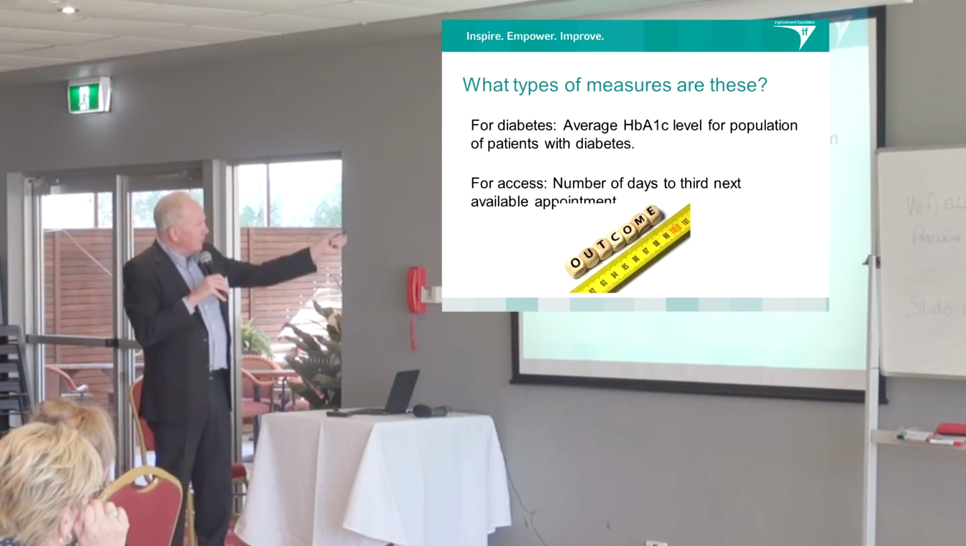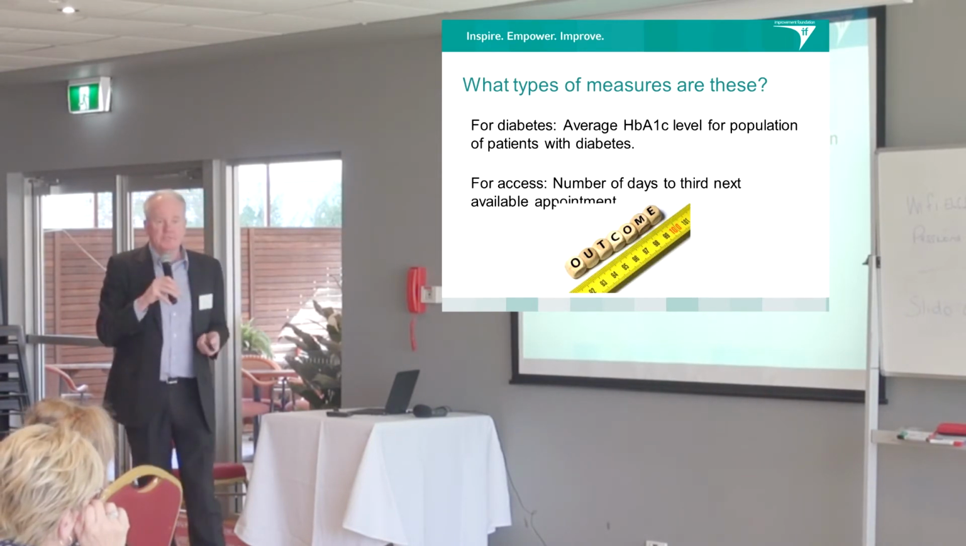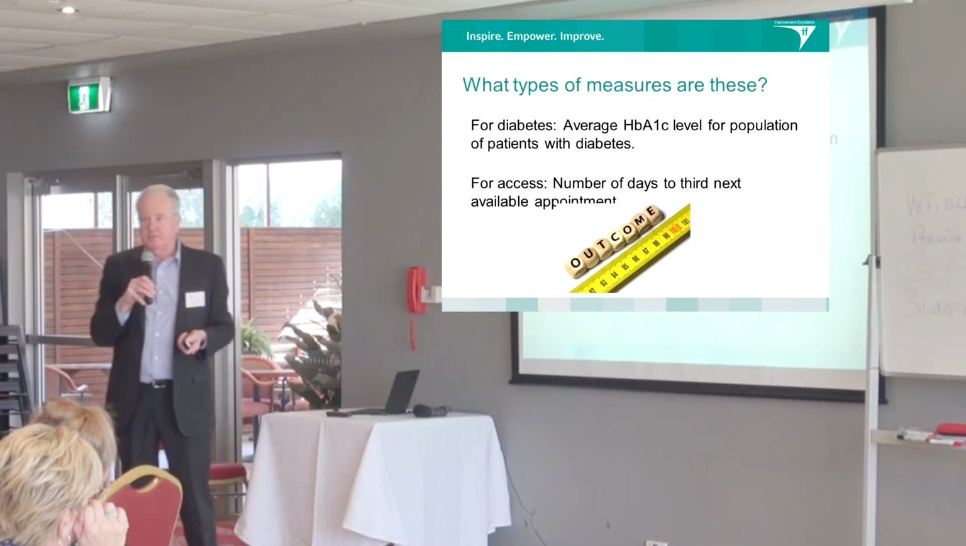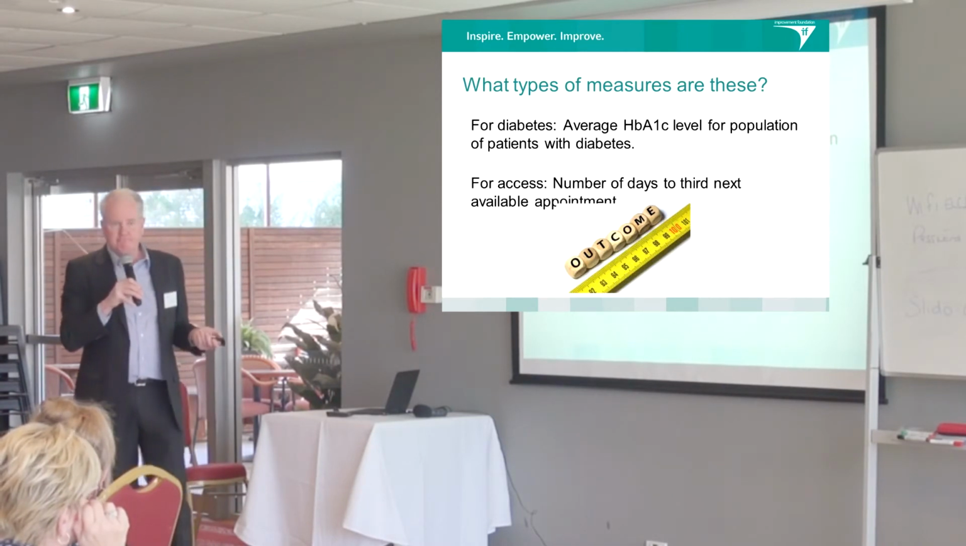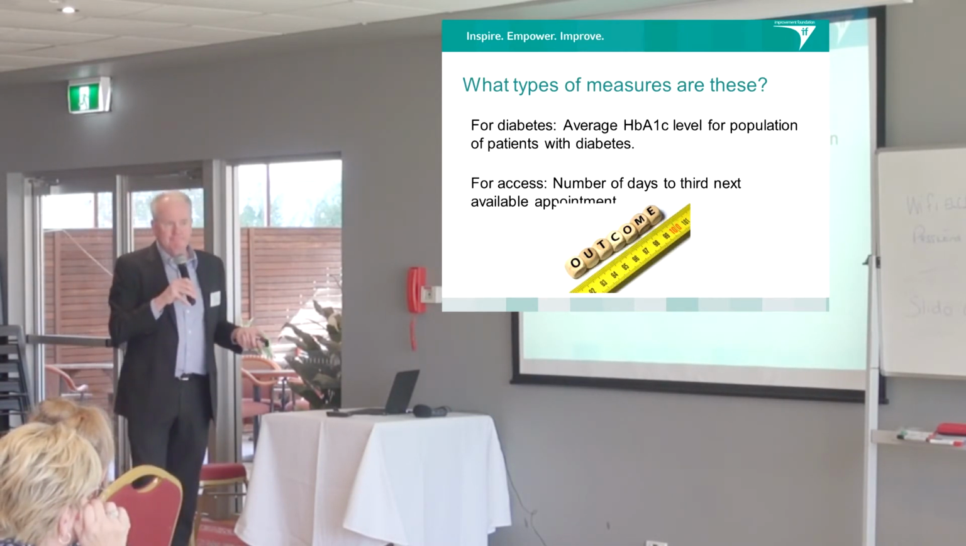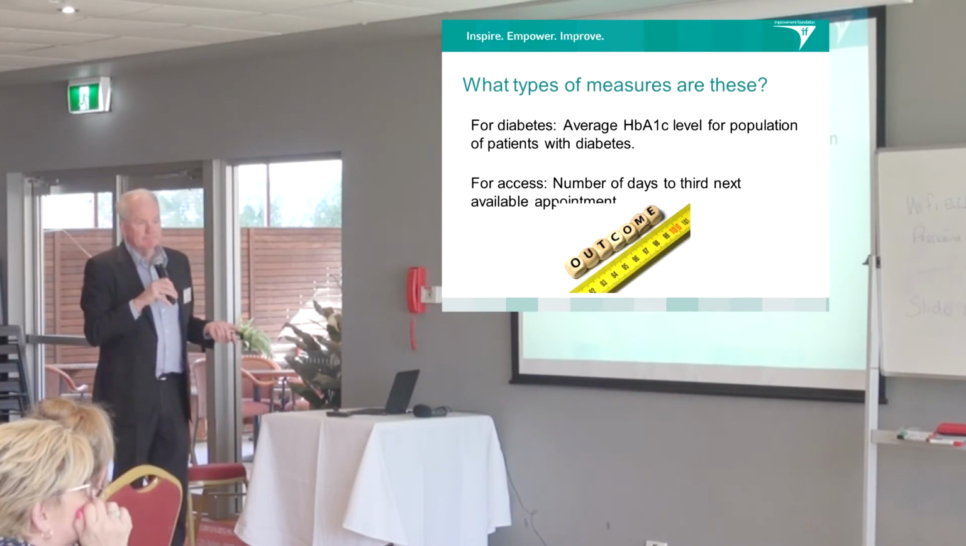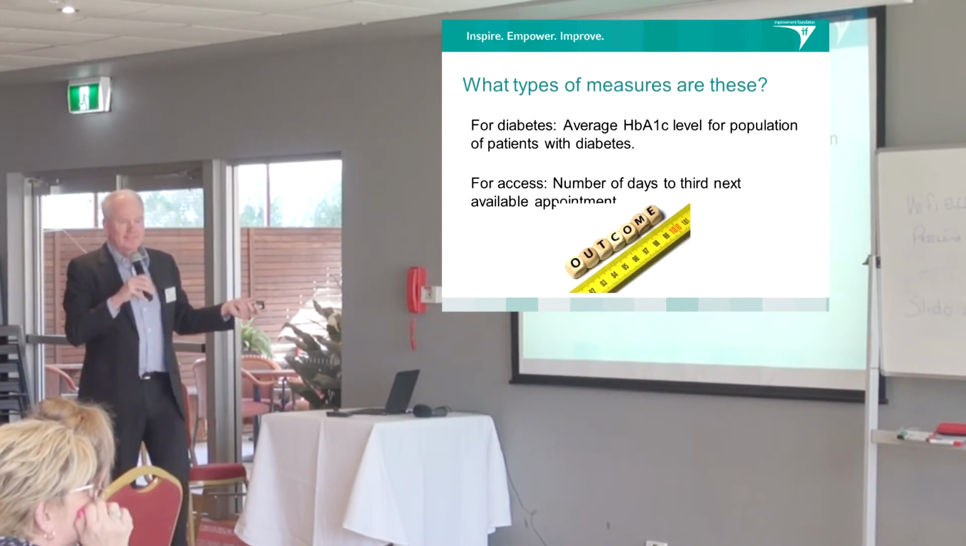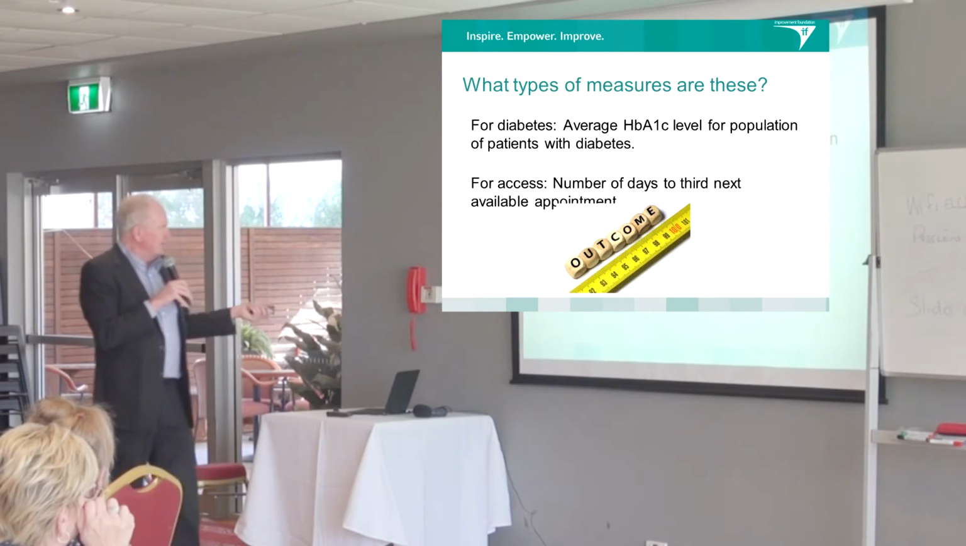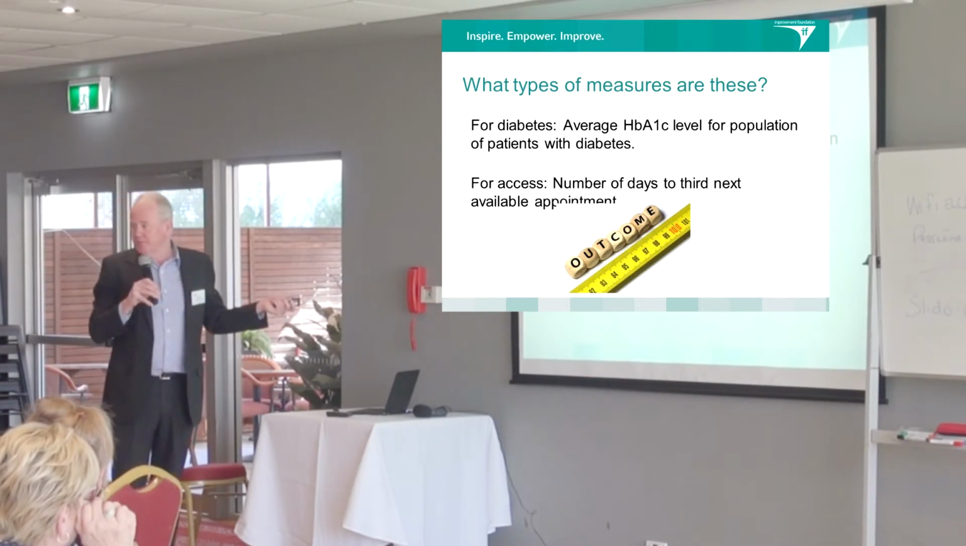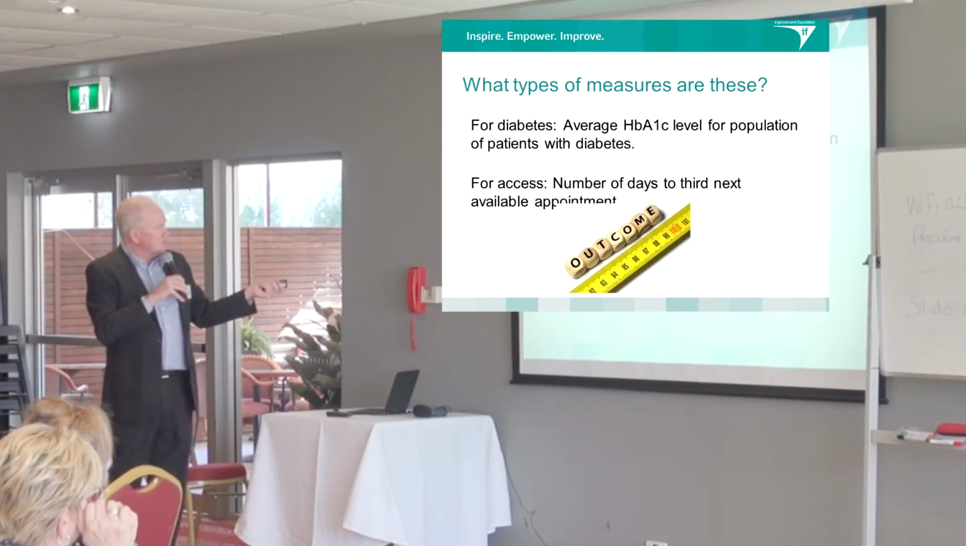Yeah, and if you're looking at a measure that's at the average HbA1c for the population, is that an outcome measure or a process measure? Yeah, the result. That's an outcome measure. And this is an outcome measure as well.